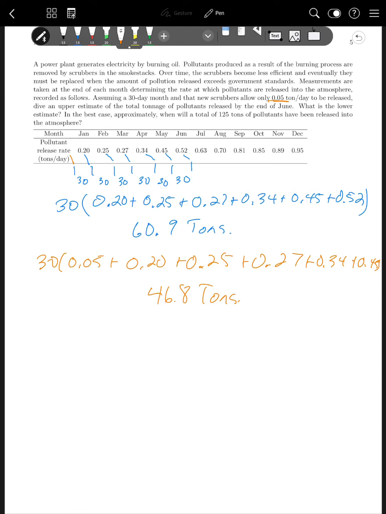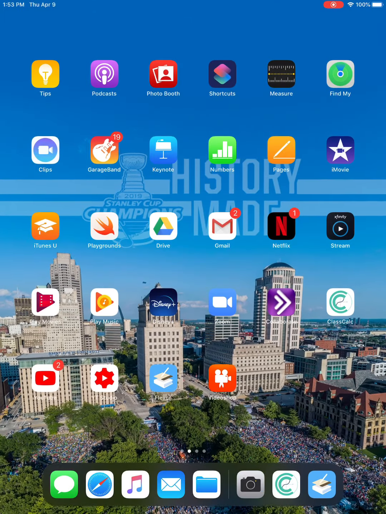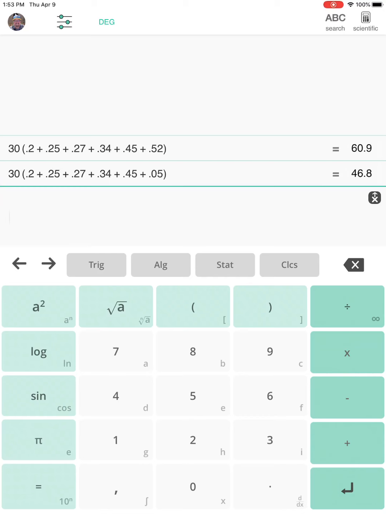So because the second number uses the number at the beginning of the month, this would be an underestimate. And because we use the number at the end of the month for the top one, that would be an overestimate. So the true value should be somewhere between the two because of how this works. So that's the first part of the problem.